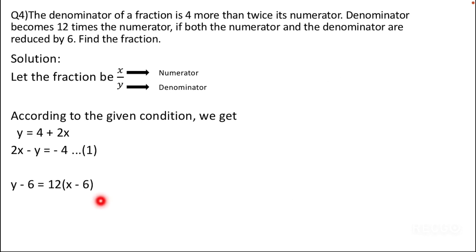So we will solve this equation to get a linear equation. So here you can see y minus 6, 12x minus 12 times 6 is 72. So we get 12x minus y is equals to 66.